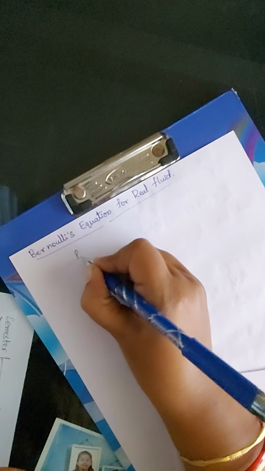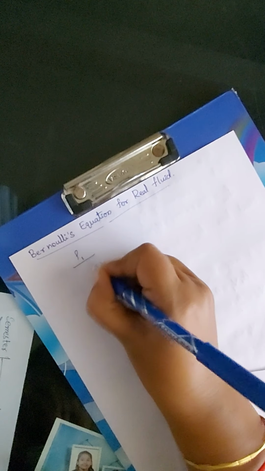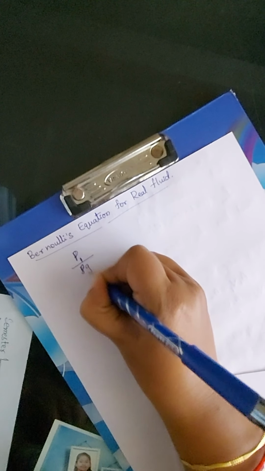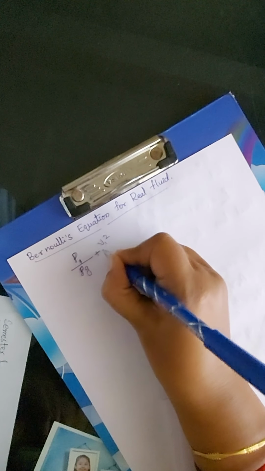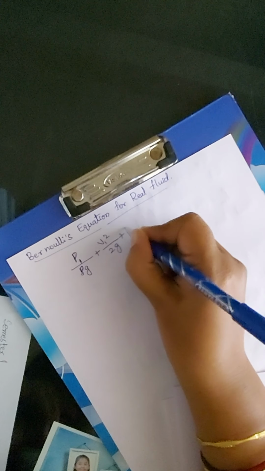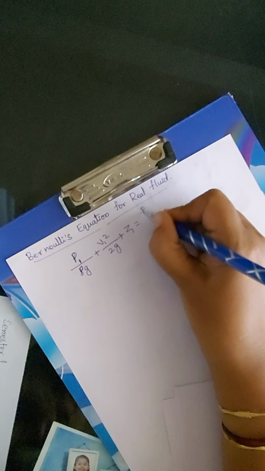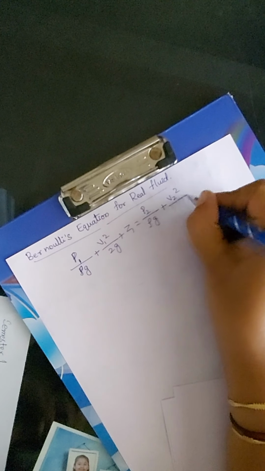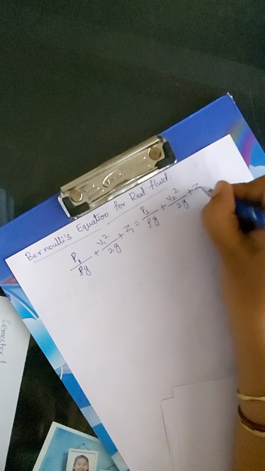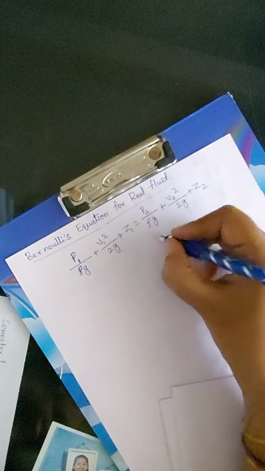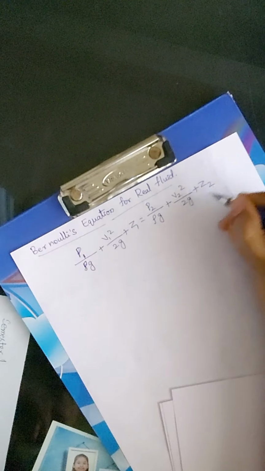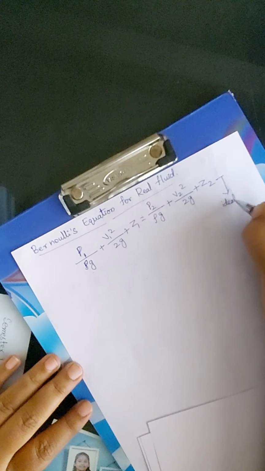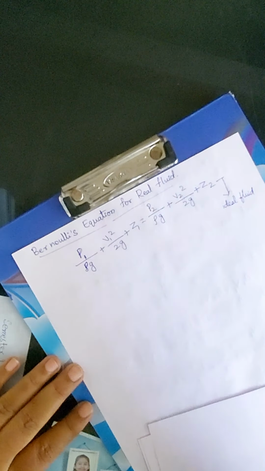We know Bernoulli's equation for ideal fluid is P1 divided by rho g plus V1 square divided by 2g plus Z1 is equal to P2 divided by rho g plus V2 square divided by 2g plus Z2. This is Bernoulli's equation for ideal fluid.